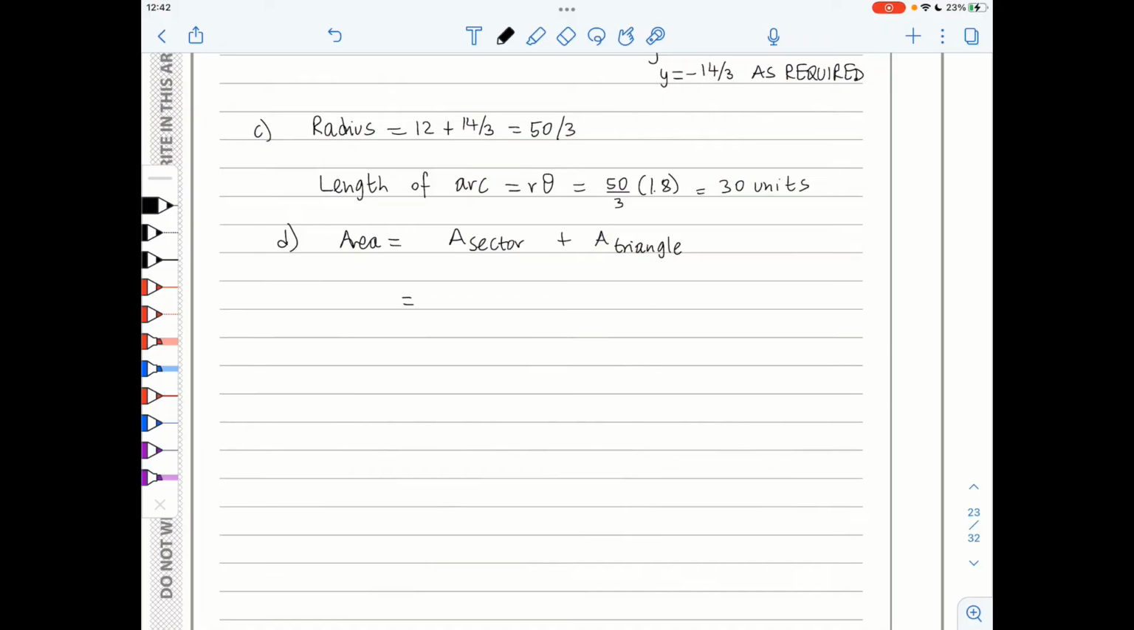So the area of the sector is a half r squared theta, and the area of the triangle will be base 50/3 times the height of 8/2, which gives an answer of 950/3 units squared. We have to be careful here. We have been told to find the exact area, so we shouldn't be giving answers in decimal form. Just keep it exact as a fraction to claim the full marks.